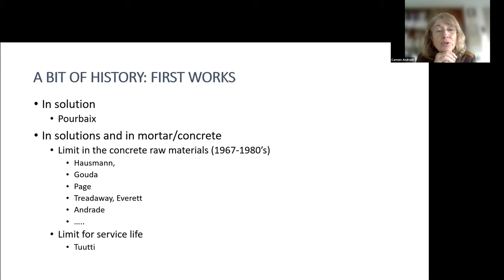A bit of history on the first works. Certainly Pourbaix was not the first, but Pourbaix was explaining very well about the effect of chloride on the steel and on all the metals, although he was not the first. He was working a bit in calcium hydroxide solutions, but not in mortar or concrete. In mortar or concrete, the first work that is mentioned by almost all of us, because I was in these early ages, that was studying the chloride threshold, was Hausmann, Doug Hausmann, who published a very interesting paper in 1967 that we mention.